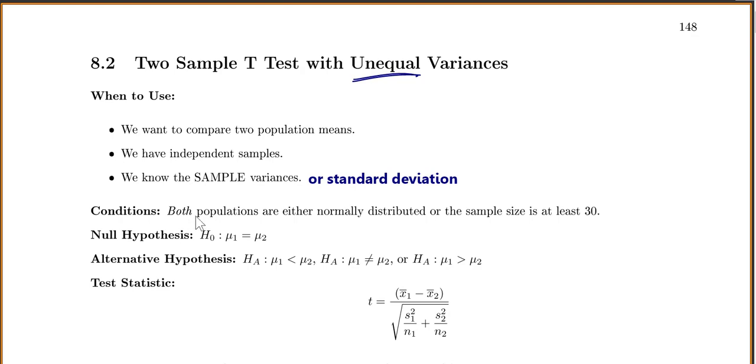Okay, you have conditions for it, in that both populations have to be either normally distributed or have a sample size of at least 30. The null hypothesis will be that the two population means are equal. Makes sense, that's our good status quo. The alternative is you can do that the first mean is less than, the two means are not equal to, or the first mean is greater than.